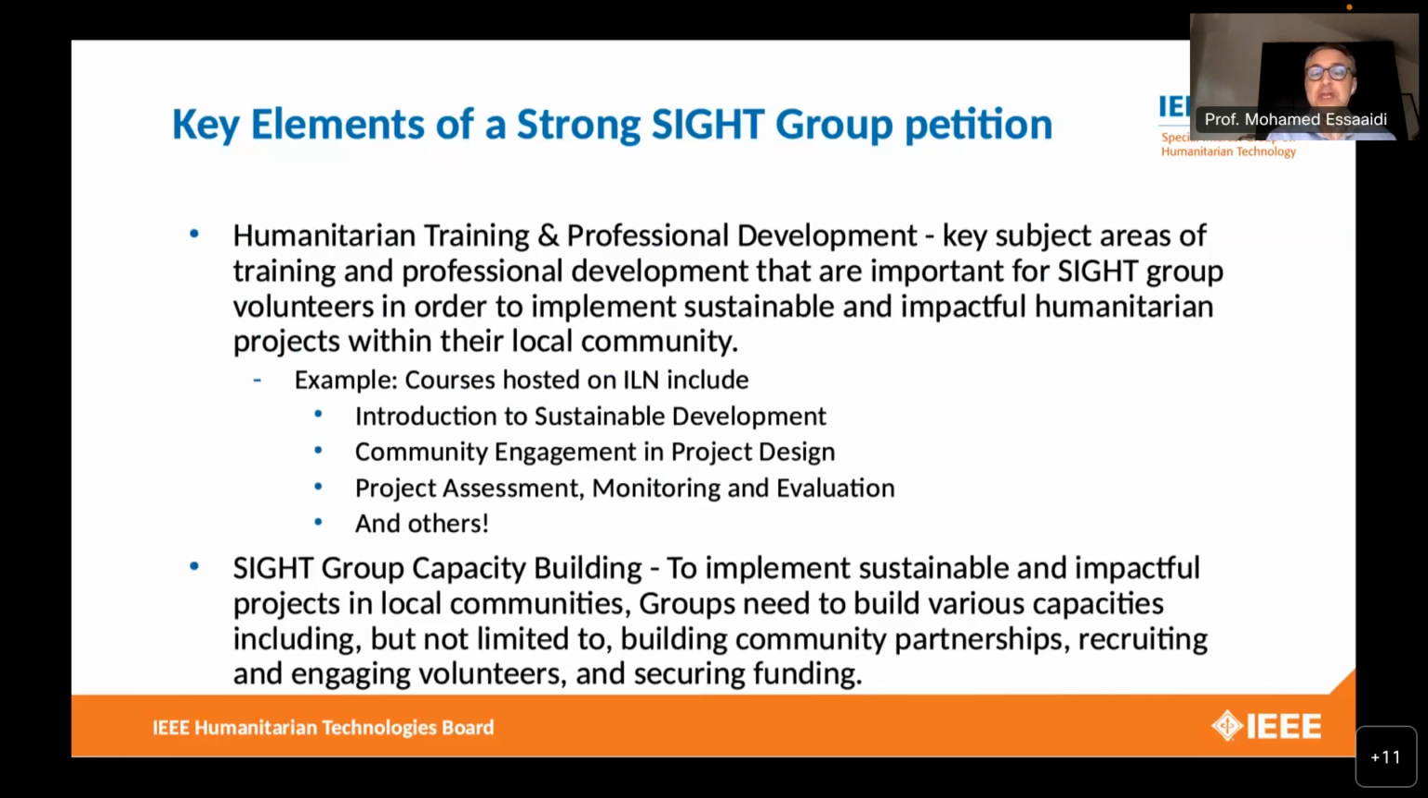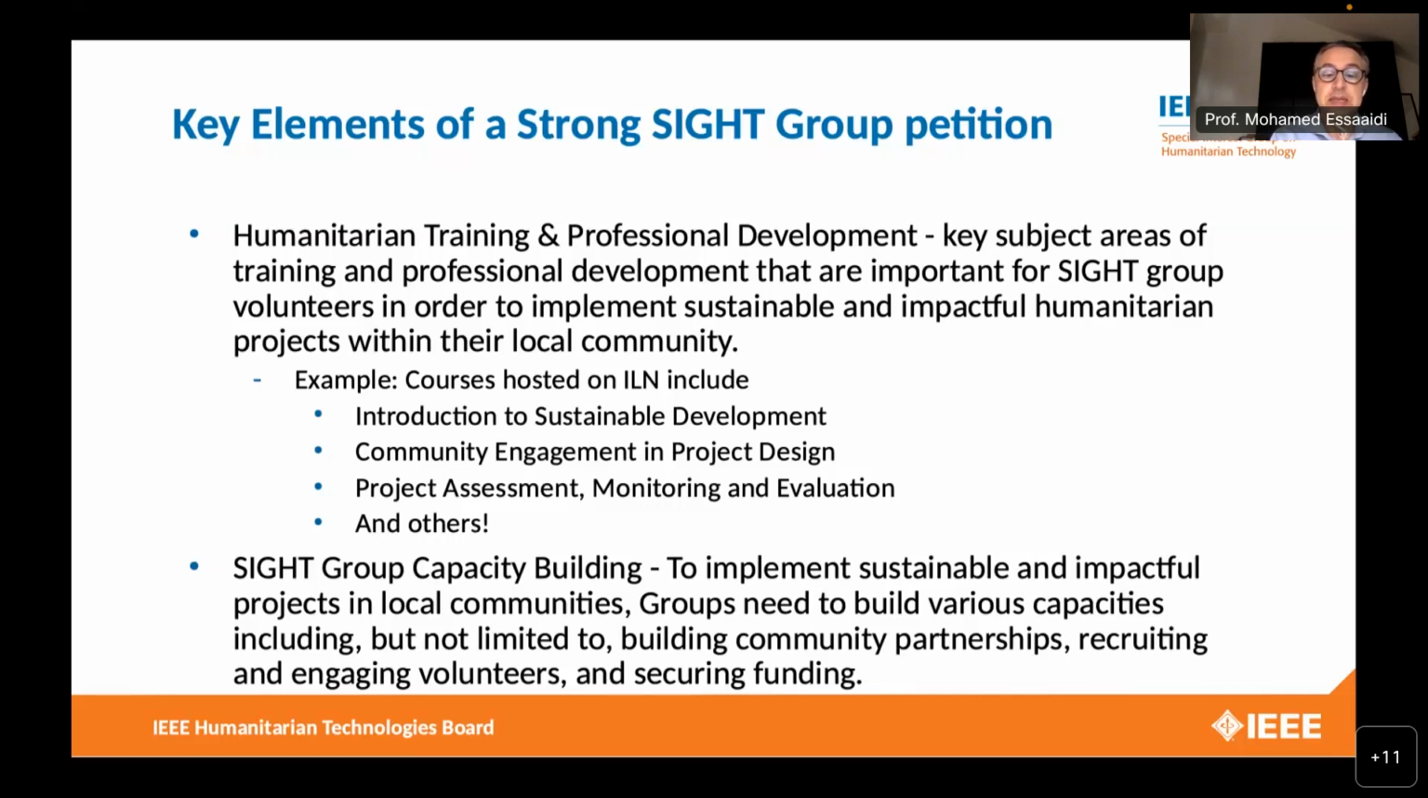Humanitarian training and professional development is also a key subject area, important for SIGHT group volunteers in order to implement sustainable and impactful humanitarian projects within their local community. We have here some examples of courses hosted on the IEEE Learning Network, which include Introduction to Sustainable Development, for example, community engagement in project design, and project assessment, monitoring and evaluation. We have also many other offerings available through this platform.